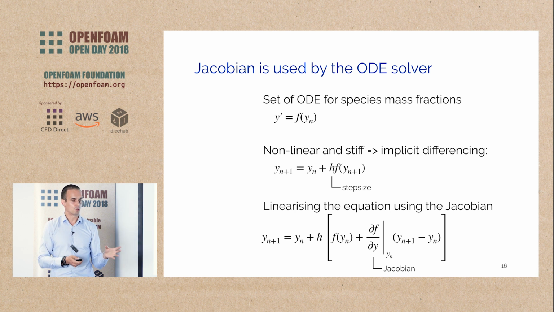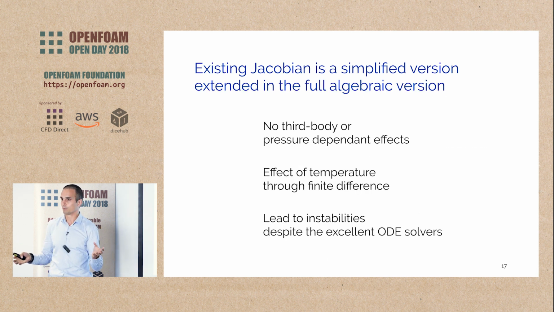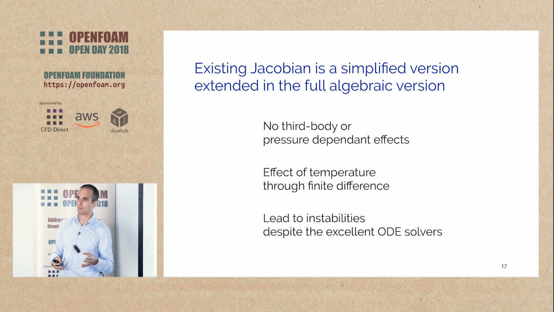The previous Jacobian worked quite well. I mean, there were no big issues with it, but there were some limitations. For example, there were no terms in the Jacobian for the third body or general pressure-dependent effects. The temperature derivative was also computed through finite difference. And basically, in some cases, it led to instabilities despite the excellent ODE solvers that were implemented in the library. So you had excellent ODE solvers, but they were sometimes provided with wrong information from the Jacobian. And because the Jacobian is central to making them work easily, this would lead to instabilities.